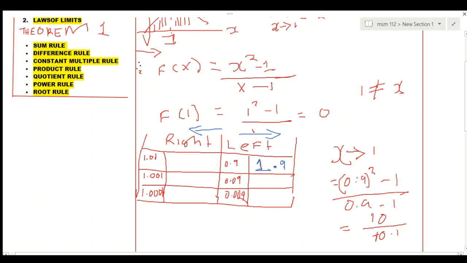So again, when you put 0.09, so I add the 0 there, 0.09 squared minus 0.09, there I put the 0.09. You find that the answer there will be 1.99. When you put 0.009, so you can try this on your own, you find that the answer will be 1.999.